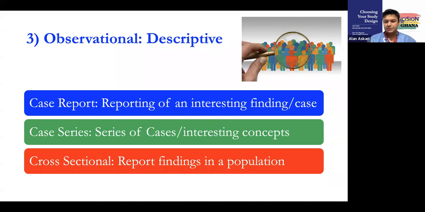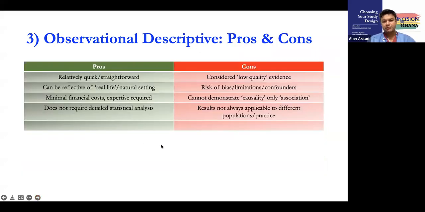Cross-sectional studies, like we said, could be you're reporting the findings in a population. So the population had X number of comorbidities or X number of complications. What are the pros and cons? Well, observational descriptive studies can be very quick and usually straightforward. Writing up a case report or case series can be done very quickly because you have most of the tools ready to hand.